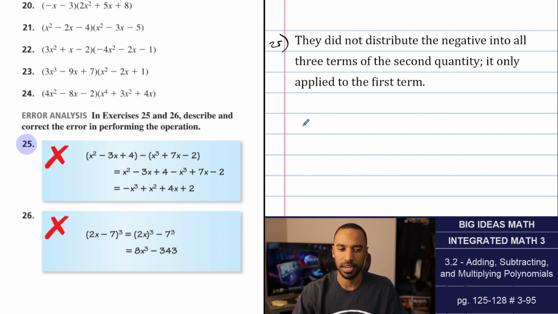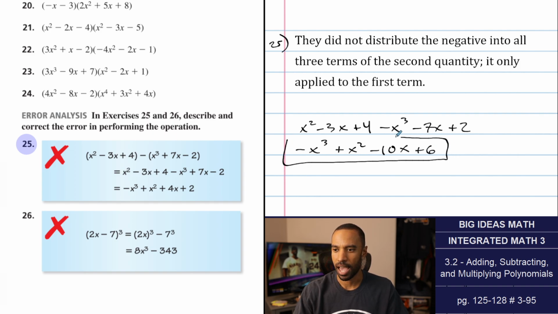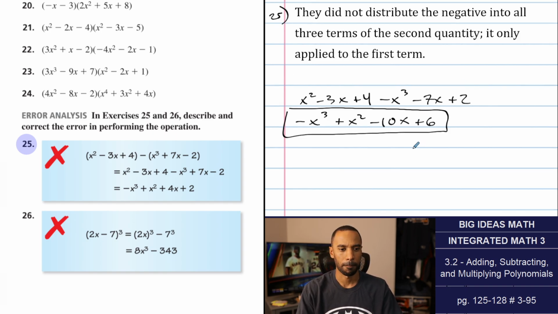So when you distribute that negative, the first quantity was fine, x squared minus 3x plus 4. This will be minus x cubed, but then we should have minus 7x plus 2. And now, I'm sure when they combined like terms, they got their number right, but let's look. Negative x cubed, they even wrote it in standard form. Negative x cubed, there's just an x squared. Negative 3x minus 7x is negative 10x, and then 4 plus 2 is 6. Instead, they had a plus 7x here to make that 4x, and then 4 minus 2 was 2. So the last two terms changed.